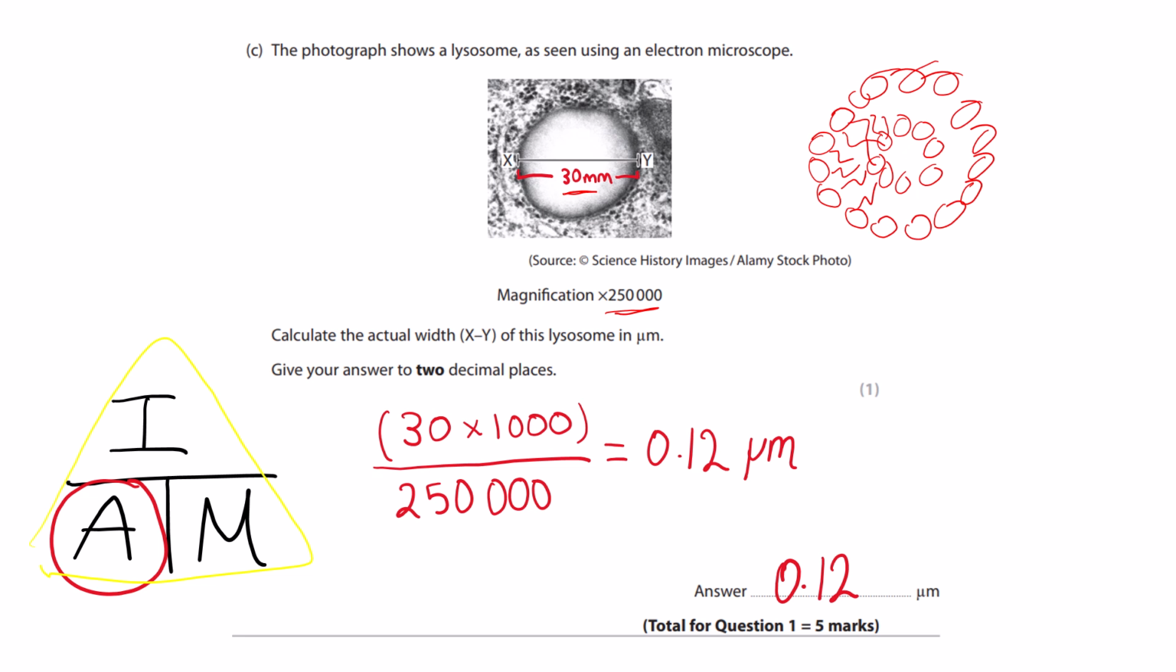So to find the actual, it's going to be the image divided by the magnification, both units in micrometers, which is going to give me 0.12 micrometers. To convert millimeters to micrometers, all you do is multiply by 1,000.